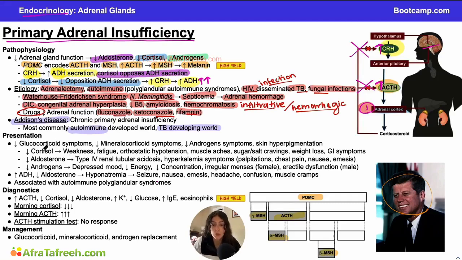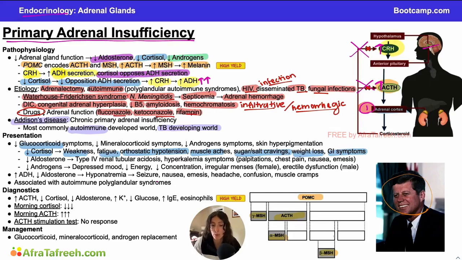Now, what are the symptoms of primary adrenal insufficiency? Well, the symptoms are going to relate back to all of the things that you are lacking in primary adrenal insufficiency. Because your cortex cannot make glucocorticoids, we are going to have a decrease in cortisol. Symptoms of low cortisol include weakness, fatigue, orthostatic hypotension. Remember, cortisol is important for your RAS system, muscle aches, sugar and salt cravings, weight loss, and GI symptoms. You also might see hypoglycemia as well.